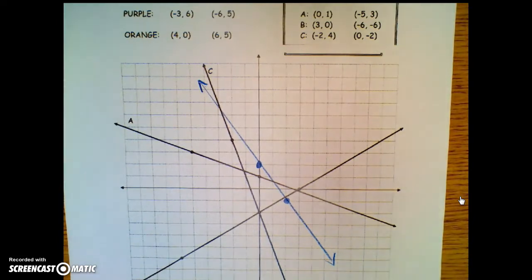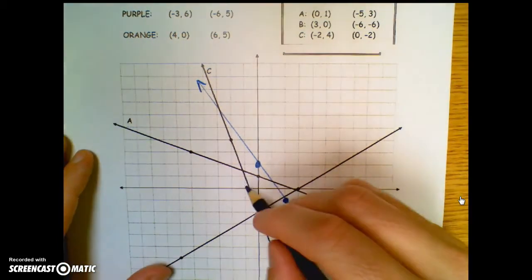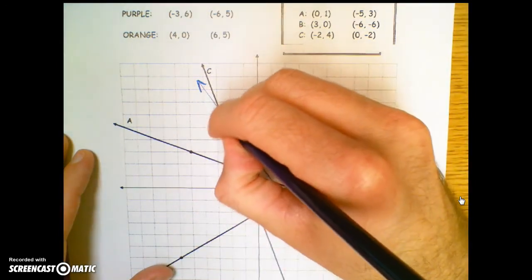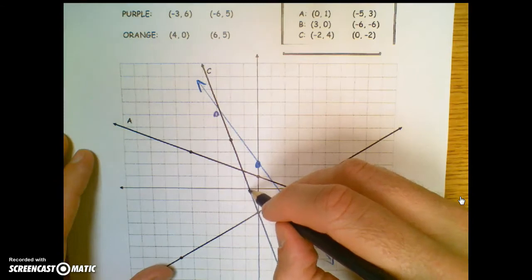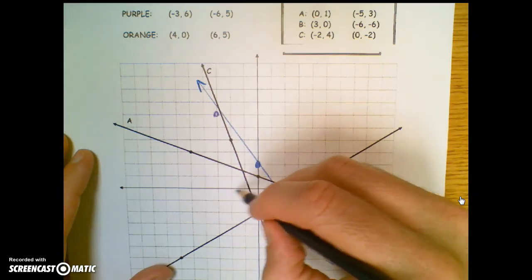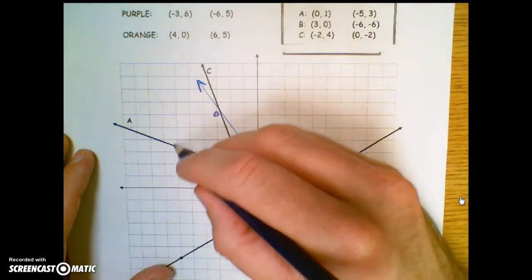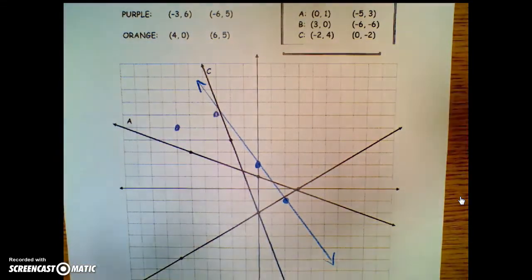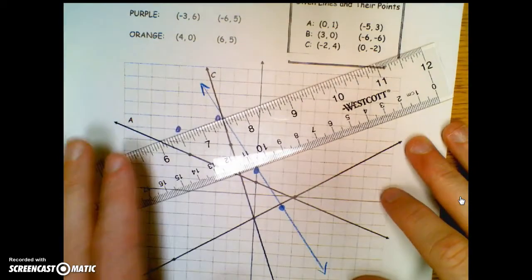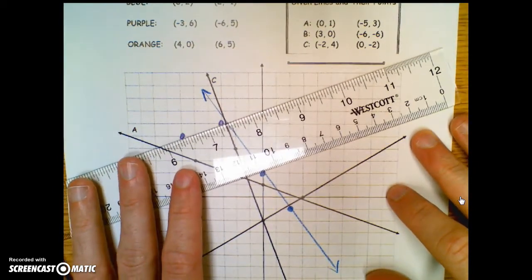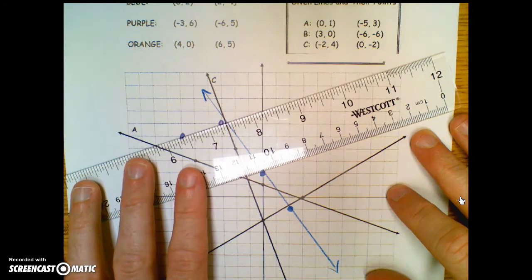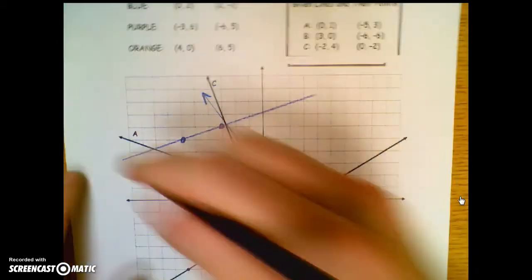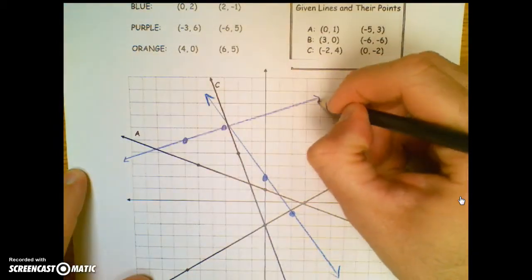Next is the purple line. So I'm going to plot -3, 6, which is up here, and then -6, 5. Using my ruler again, draw my line and put the arrows on the end of it.